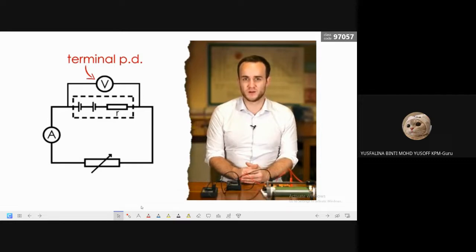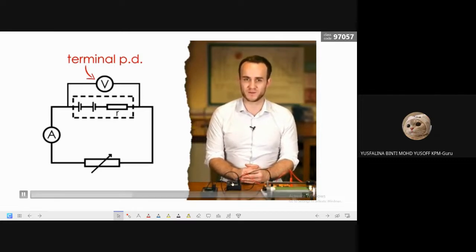Battery. This one we use as the voltmeter, and this one we use as the ammeter. By reducing the resistance in the circuit, see what happens.